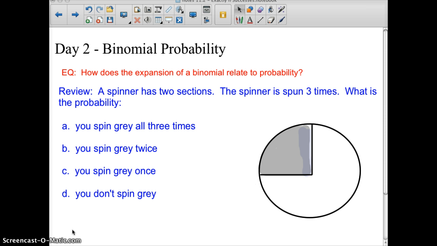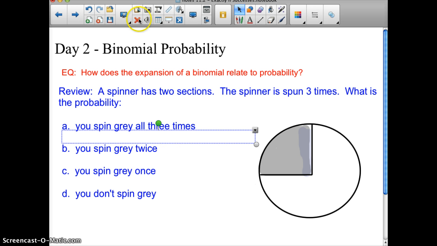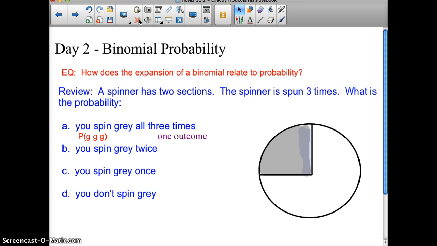And the notation for that would be what? I'm going to get gray, and then gray. And we write that as P, gray, gray, gray. Okay? So there's only one way to do that. I get gray, then gray, then gray.